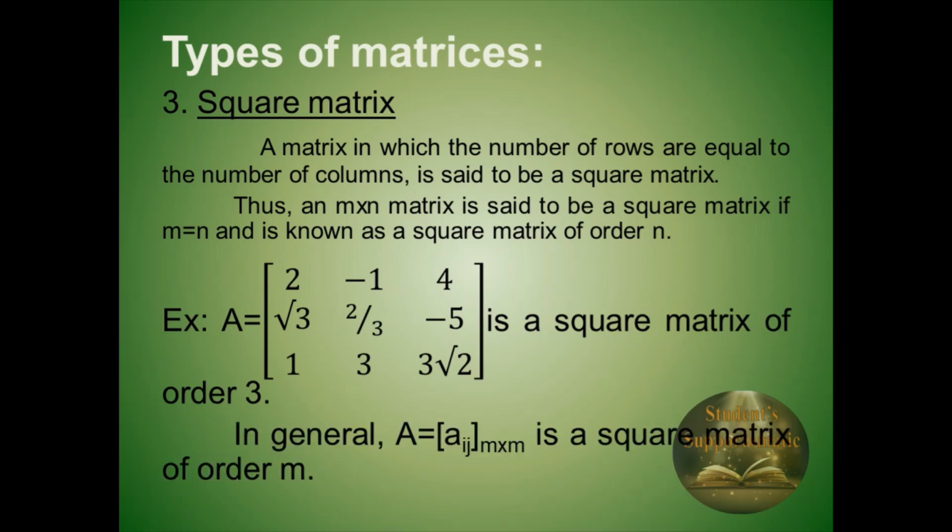So in general, we write A is equal to aij, m by n, is m by m, a square matrix of order m. Or we can write aij as n by n, a square matrix of order n. So this is a square matrix where the number of rows and number of columns are equal.